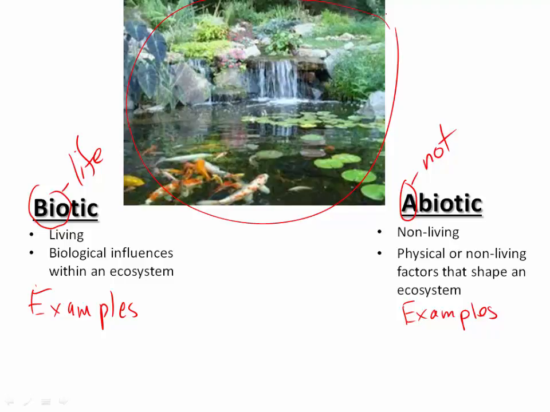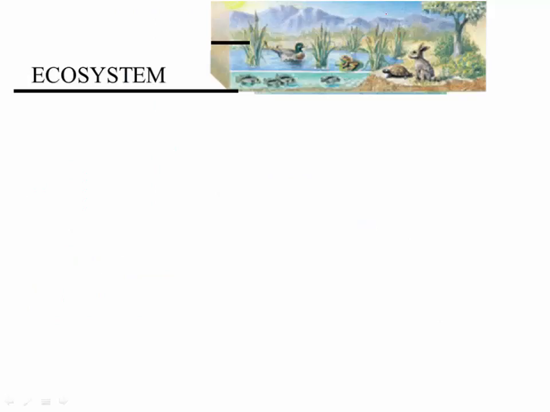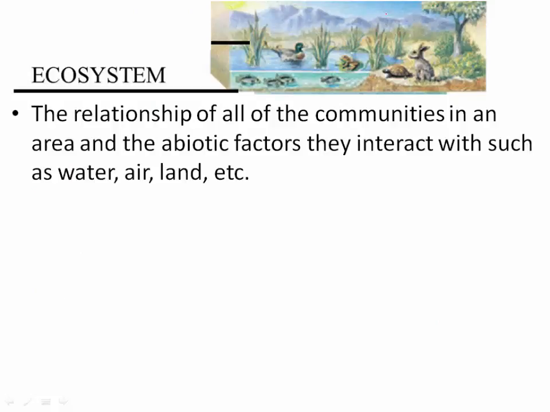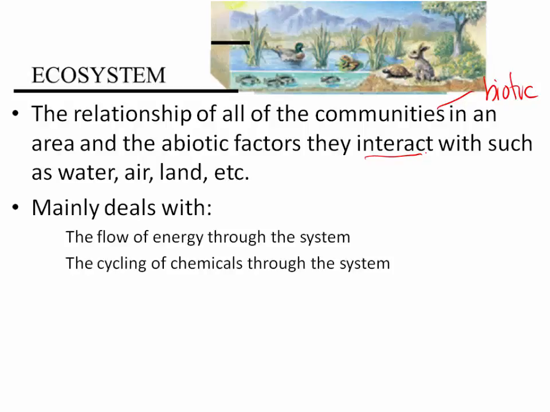Okay, let's move on to ecosystems. Let's define ecosystem. Ecosystem is the relationship of all the communities, which are biotic factors in an area, and the abiotic factors, such as water, air, land, soil. All of those things are considered abiotic, and it's the interaction between them. We're back to that word, the interaction between them. When we start talking about ecosystems, we are talking about the flow of energy through the system and the cycling of chemicals through the system.